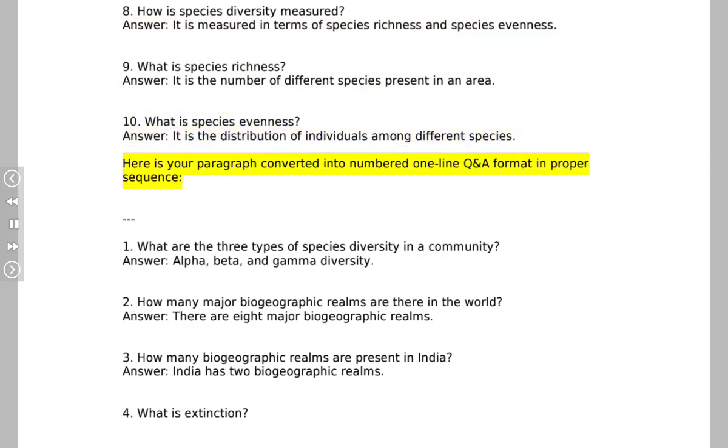Here is your paragraph converted into numbered one-line Q&A format in proper sequence. 1. What are the three types of species diversity in a community? Answer. Alpha, beta, and gamma diversity. 2. How many major biogeographic realms are there in the world? Answer. There are 8 major biogeographic realms. 3. How many biogeographic realms are present in India? Answer. India has 2 biogeographic realms.